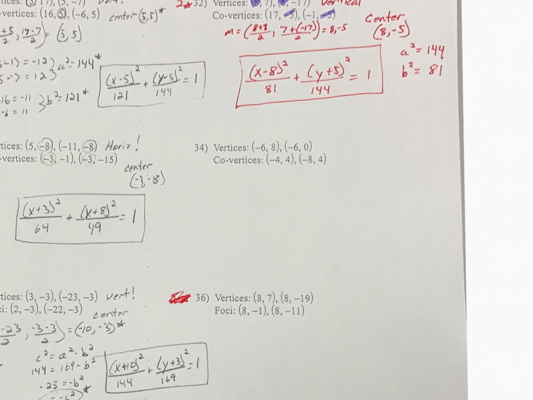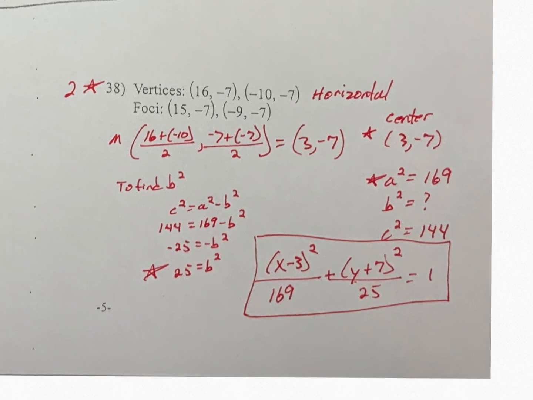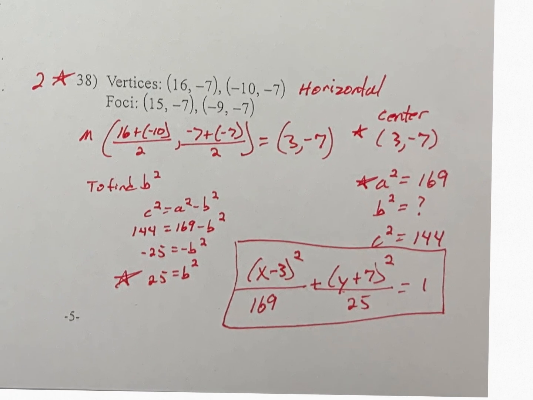Now let's go all the way down here to number 38. You will also have a couple questions where you're given the vertices and the foci of the ellipse, okay? Well, again, we can use the vertices to determine if it's horizontal or vertical. Notice that the x values are what's changing for the vertices. This is the longer of the 2 axes. It's the major axis, and the x is what's changing, so it's going to be a horizontal ellipse.